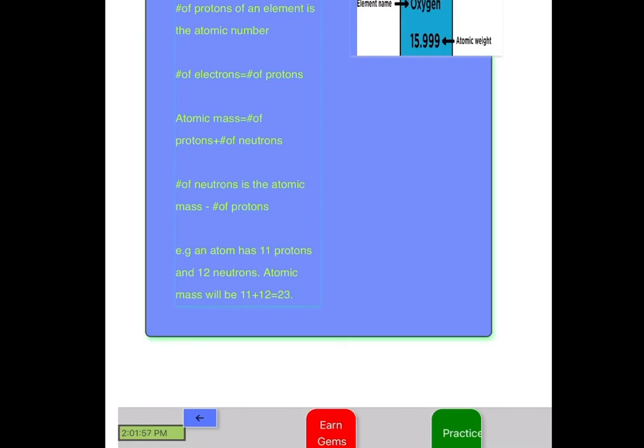And another example is if an atom has 11 protons and 12 neutrons, the atomic mass will be 11 plus 12 equals 23. Because remember, an electron is so light that it doesn't count towards the total mass of an atom. So the total mass of an atom is only the 2 other subatomic particles, the protons and the neutrons.